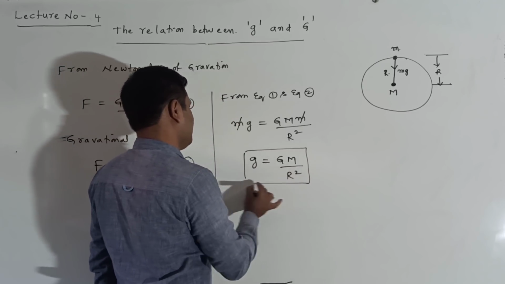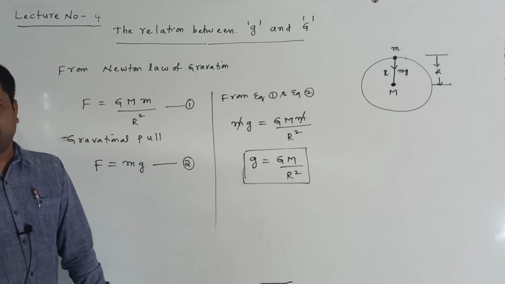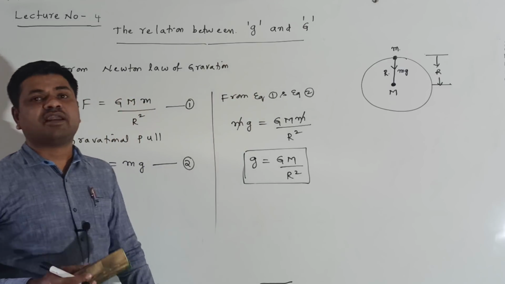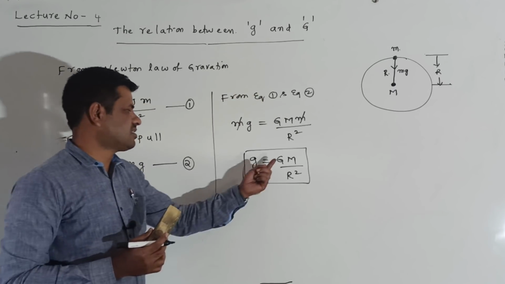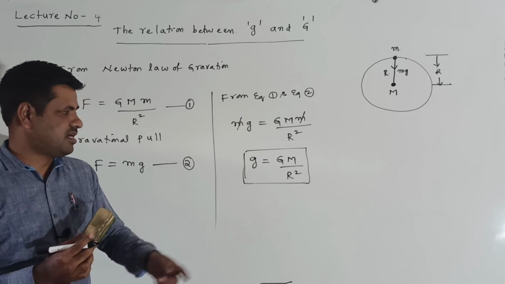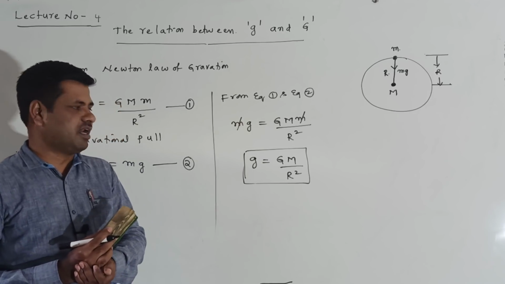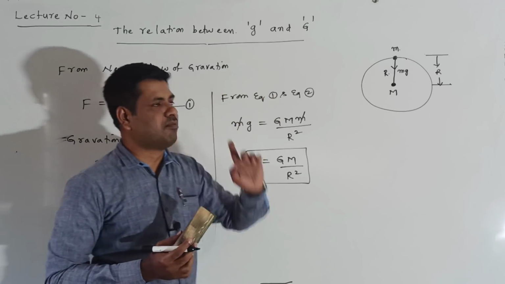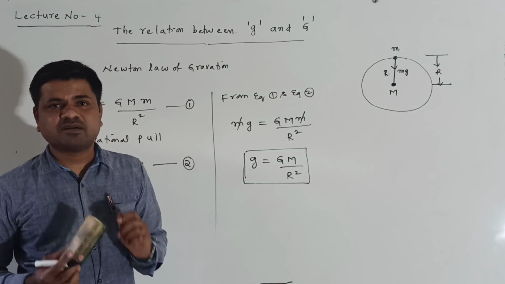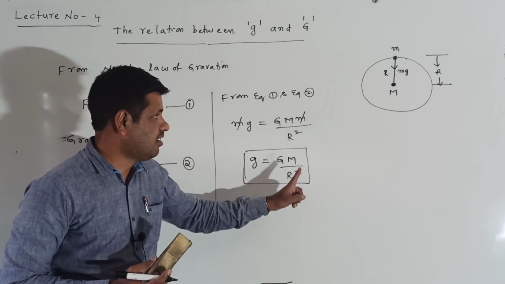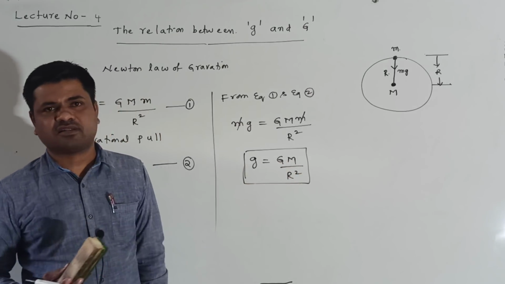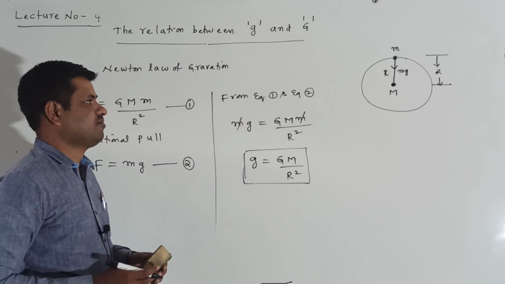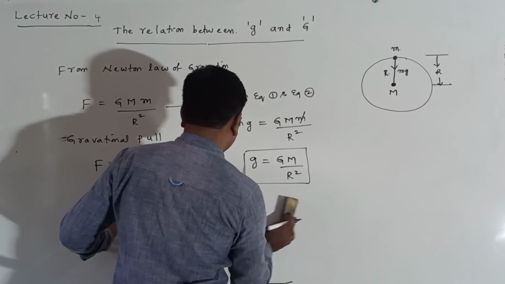This is called the relation between small g and capital G, or the relation between acceleration due to gravity and the gravitational constant. Here capital G is called the gravitational constant, and small g is called the acceleration due to gravity. This acceleration due to gravity does not depend upon the mass of the body, but it depends upon the mass of the earth and the radius of the earth. Right. This is called the relation between small g and capital G.